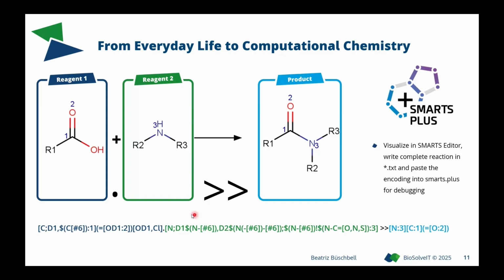And we see here on the bottom, this is a complete reaction definition, so a complete SMIRKS code. We have the reagent 1 here in dark blue. Then we have all the definitions that we want to have for the second reagent in green. And then in light blue, we have the product. So you can use any text editor to code this. Obviously, this is just a bunch of numbers and letters and signs. And then you can visualize it in the SMARTS editor, paste it there, and use it for debugging.